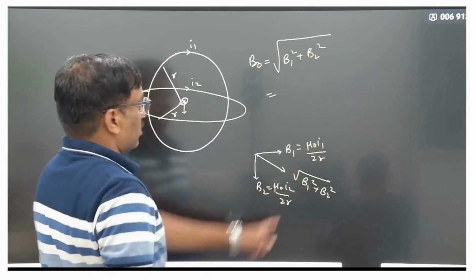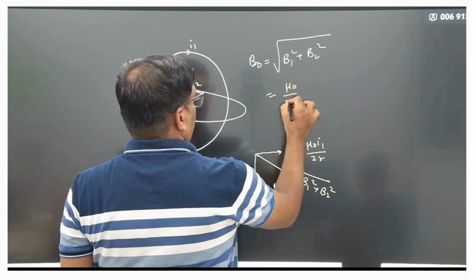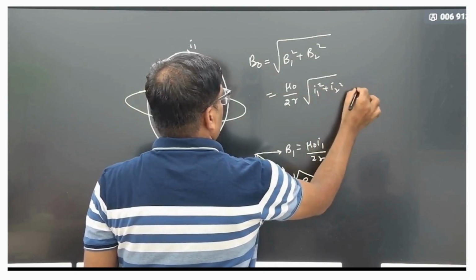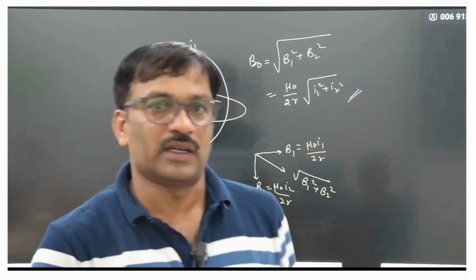So B1 is how much now? Mu naught by 2R. Whole square means how much now? Mu naught by 2R taken out. Therefore root of I1 square plus I2 square. You can solve the problems as per the given data.